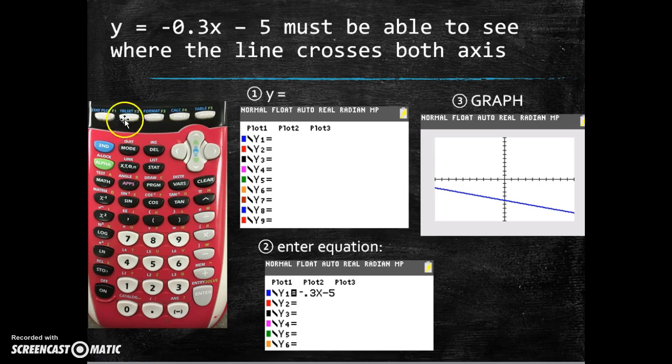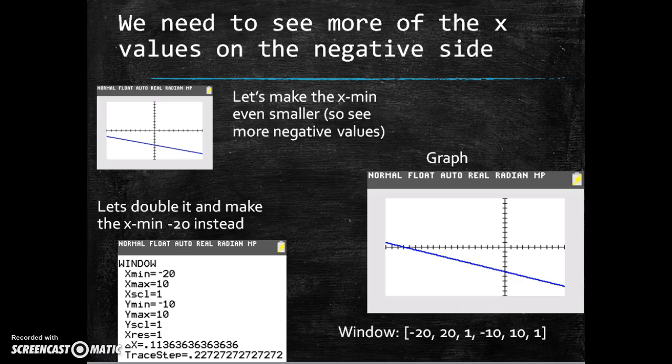Your window button is right here again. So hit that for me. And what I want you to do is change it. So this is what you hit when you had window. And I want to double it. So instead of having it stop at -10 right here, I want to go a little bit further. So let's go ahead and say, let's try -20 and see.